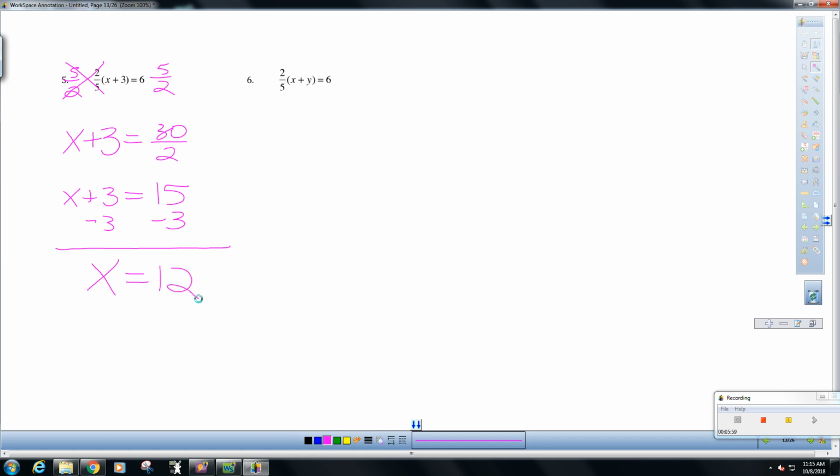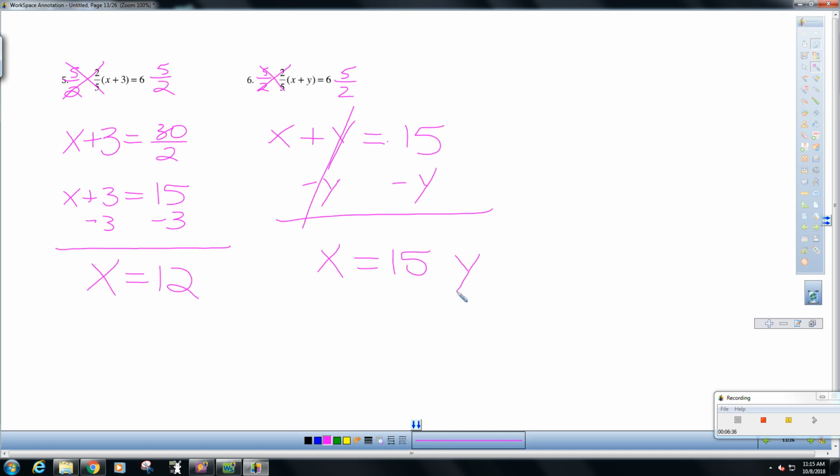Okay? So, let's do a similar thing. Multiply by 5. Divide by 2. You get x plus y is 30 divided by 2, so that's 15. We're solving for x, so we are going to subtract y, and you get x is 15 minus y. Okay?